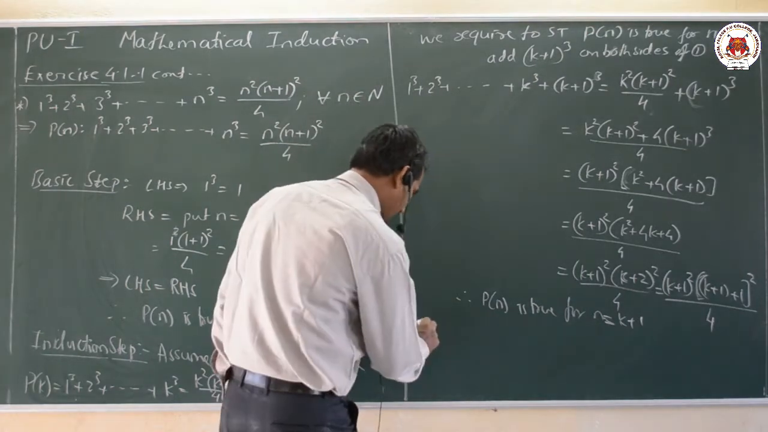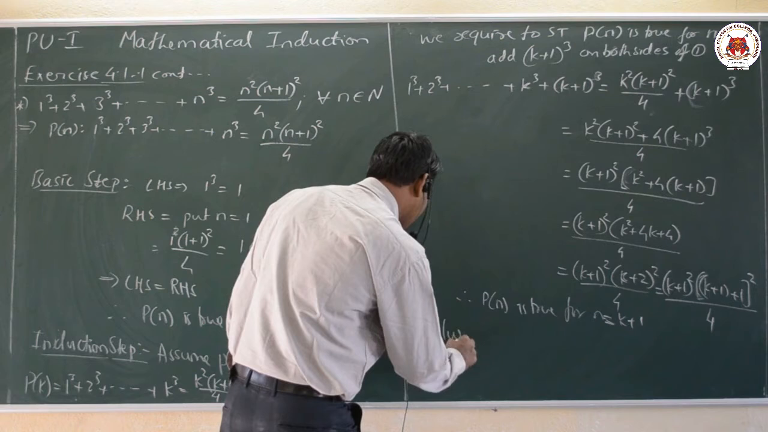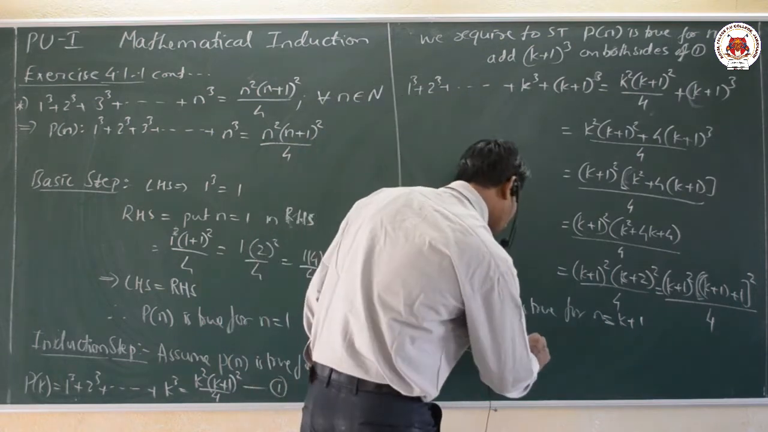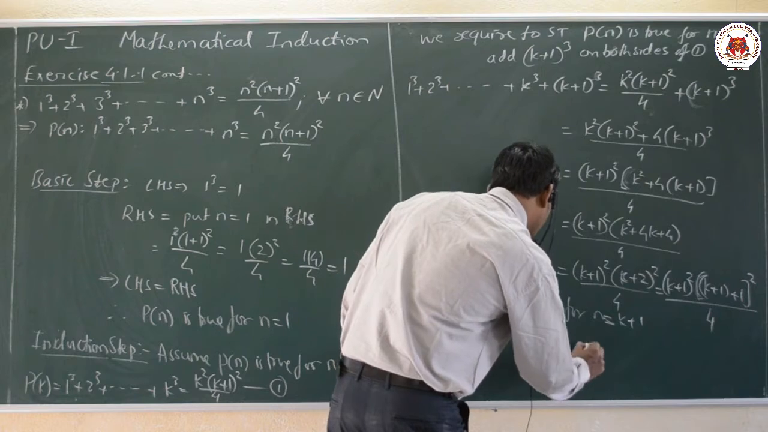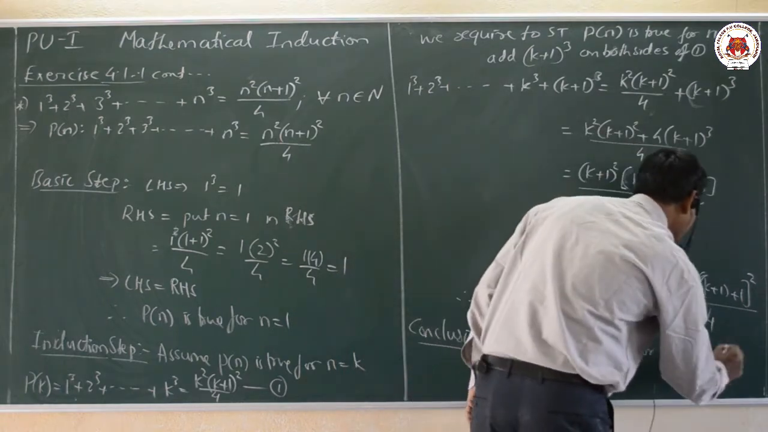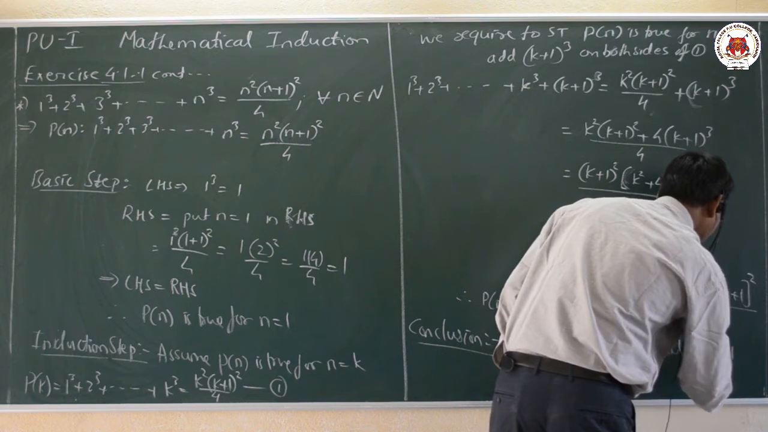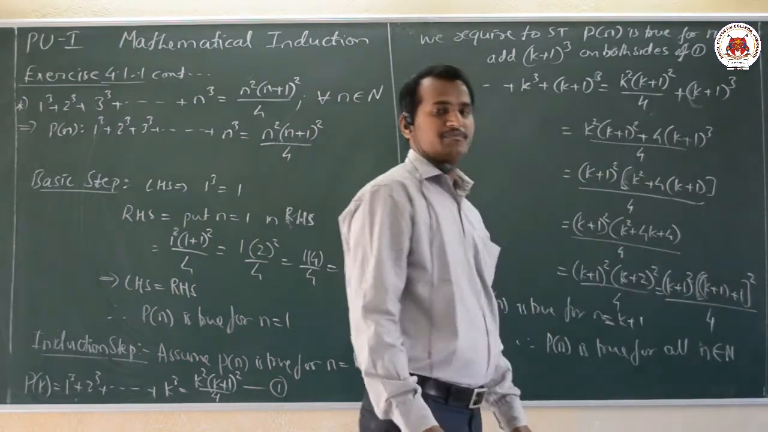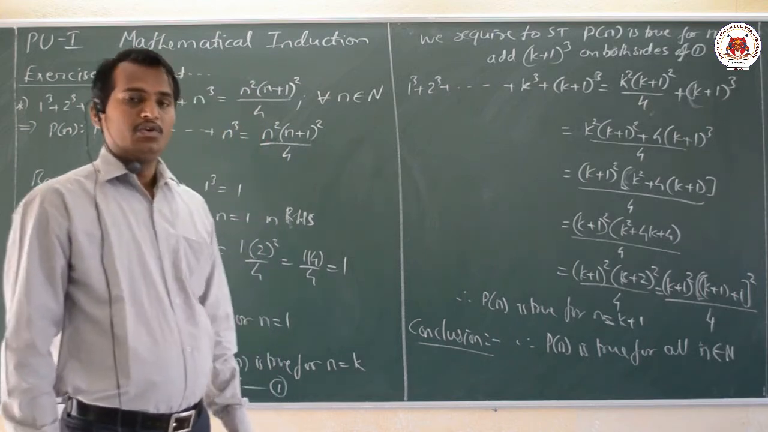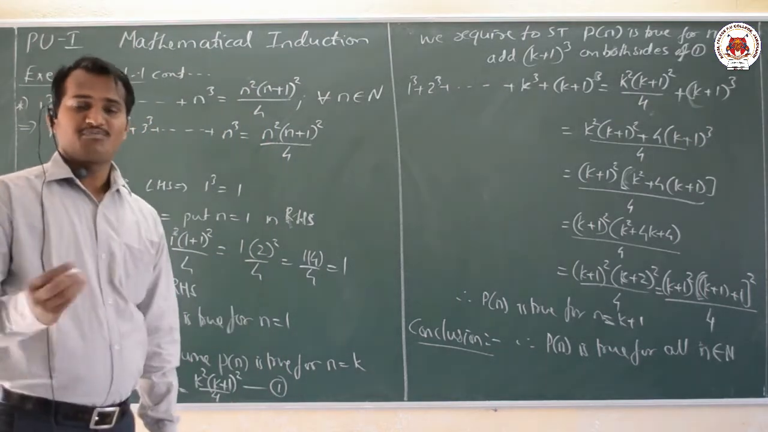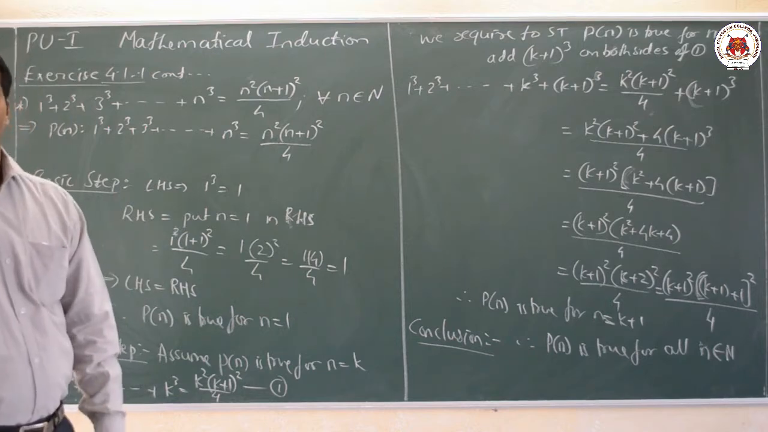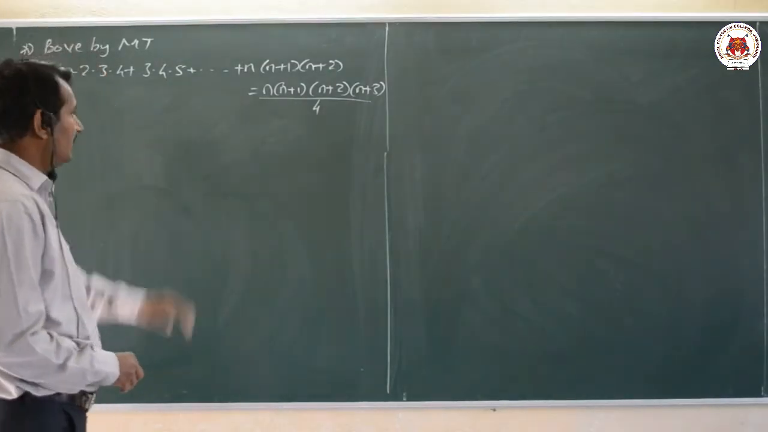So therefore the last step will be the conclusion. Okay dear students, now what is the conclusion? It is very simple: therefore P(n) is true for all n belonging to natural numbers. That is nothing but our required very simple answer here. Okay dear students, now before going to the next problem, please pause the video to note it down. Now let us move on to the next problem.